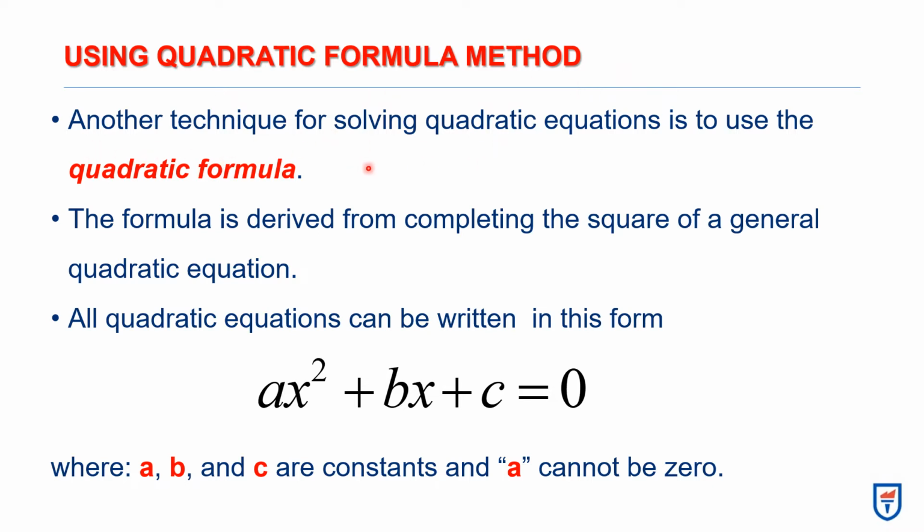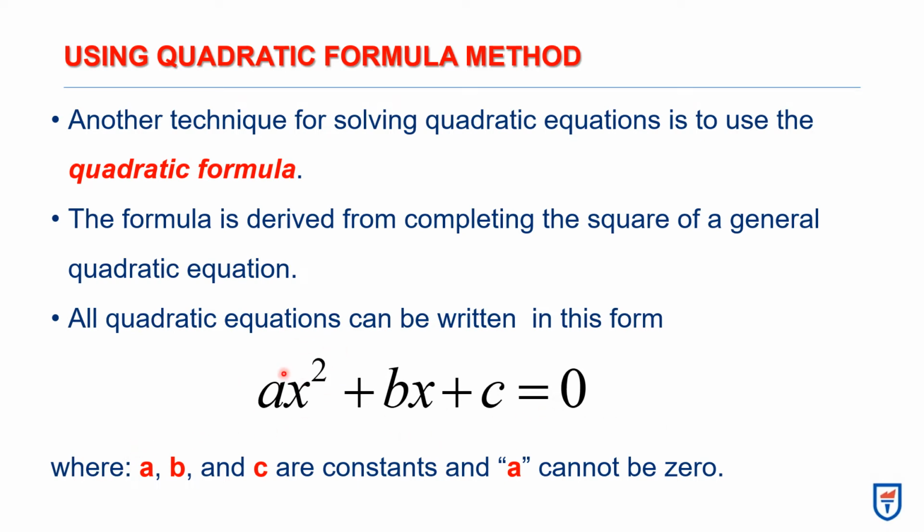Now we're looking at our third method of solving quadratic equations, which is solving by quadratic formula. This is another technique of solving quadratic equations using the quadratic formula. The formula is derived from the completing the square method. All quadratic equations can be written in the form of ax squared plus bx plus c is equal to 0. So you can solve any quadratic equation that is in the form of ax squared plus bx plus c using the quadratic formula method.